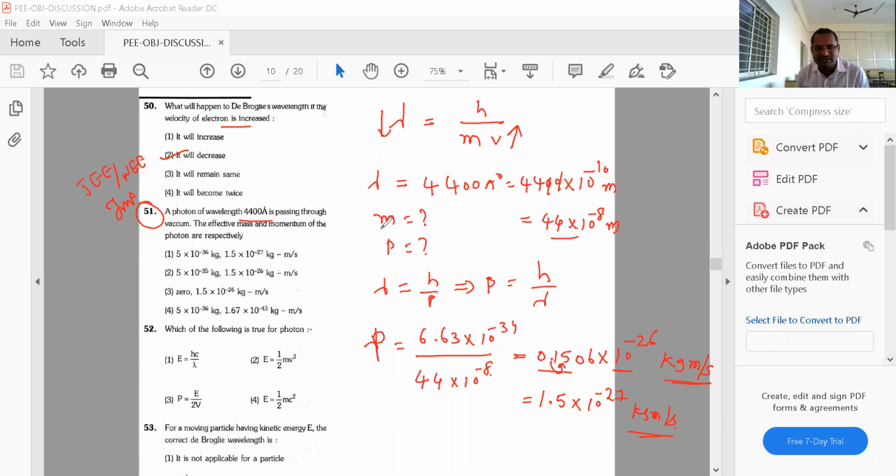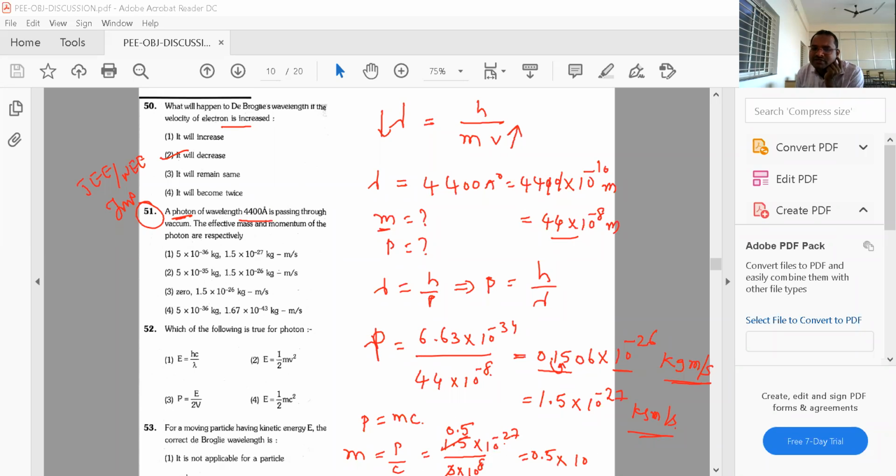For finding mass, we know that a photon is moving with the velocity of light. Momentum p is nothing but mass into velocity. Because this is a photon, and a photon always moves with the velocity of light c, I am using mc in place of mv. So mass is equal to p by c. P we just got as 1.5 into 10 to the power of minus 27. The value of c we know is 3 into 10 to the power of 8. 1.5 divided by 3 is 0.5.